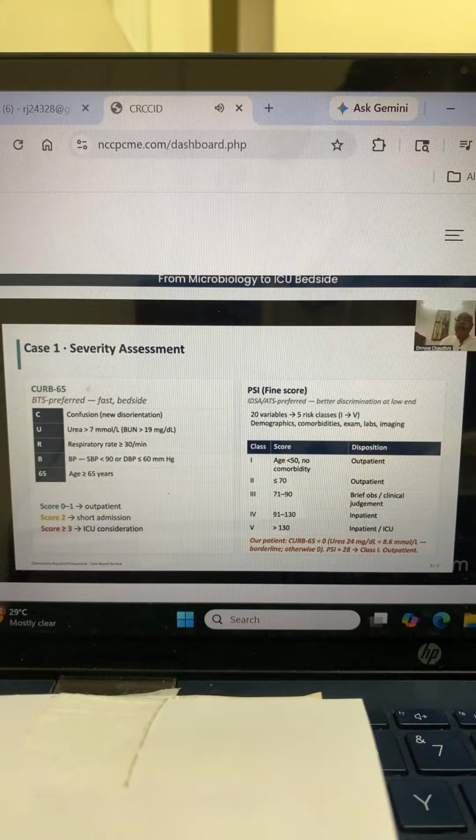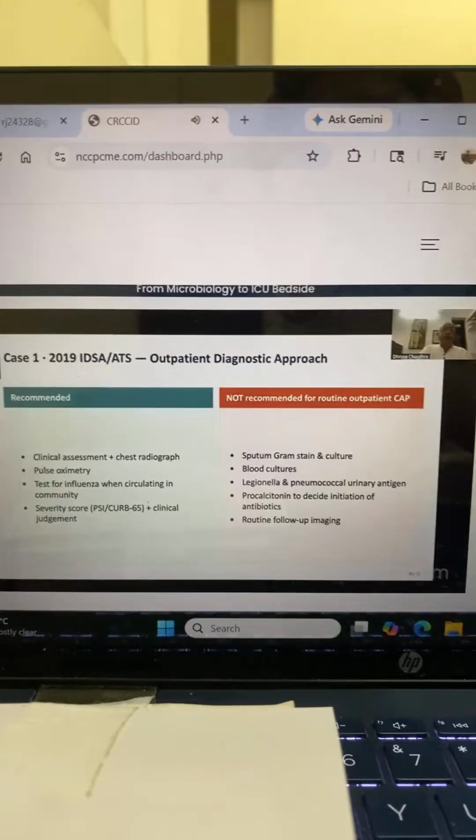IDSA/ATS looks at better discrimination at the low end, and the higher end doesn't make that much of a difference. There are 20 variables, each giving 5 risk classes, 1 to 5. So it is far more cumbersome. But what is very important is to decide whom to hospitalize and who needs ICU care.